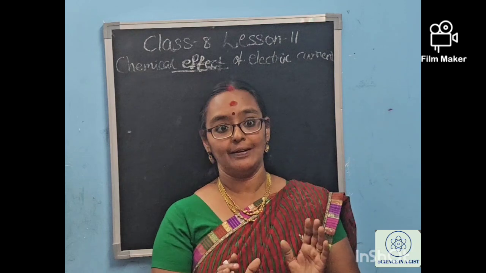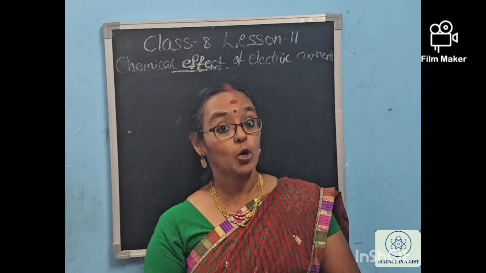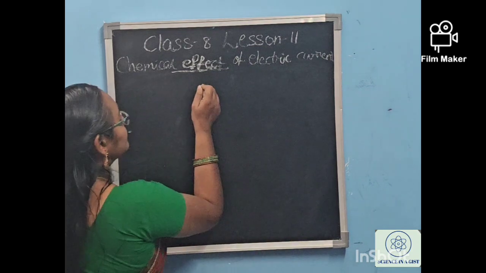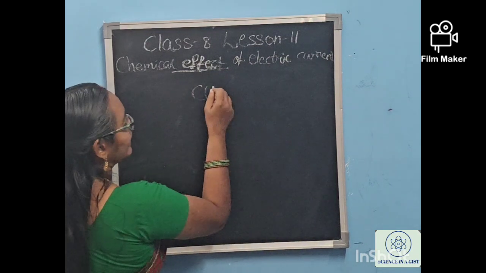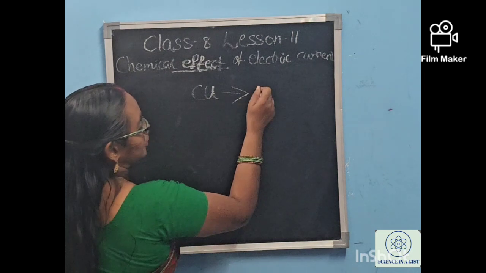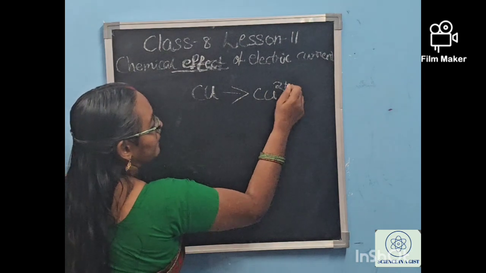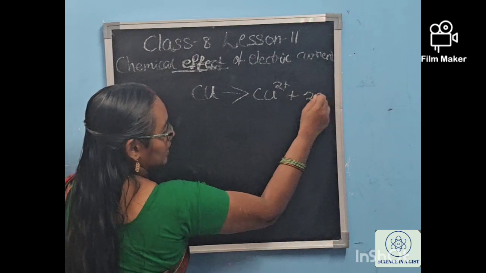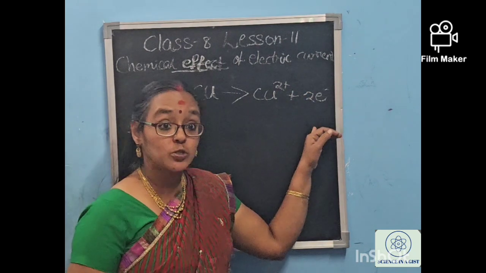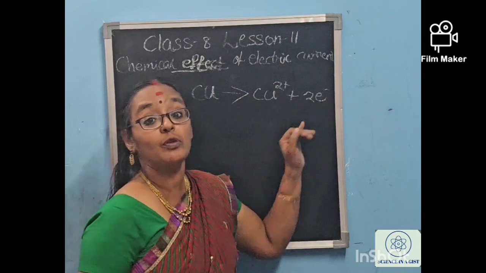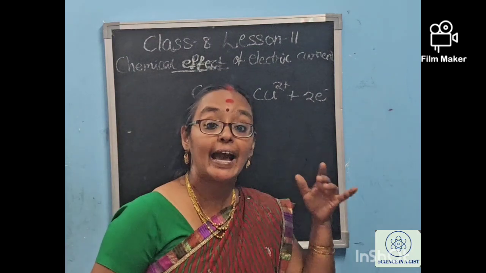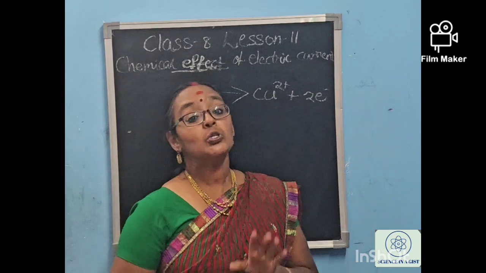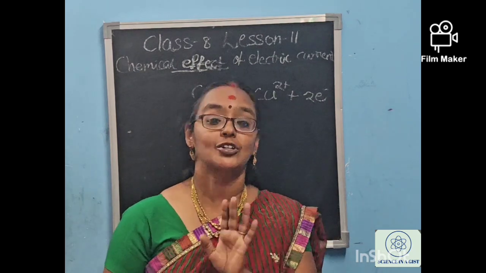We all know that copper is a good conductor of electricity. So what will happen when electric current is passed through copper? Copper, when electric current is passed, will split into Cu2+ and 2 electrons. In every atom, 2 electrons will be free. These 2 electrons will carry electric current from each atom. So we can say that copper is a good conductor of electricity.